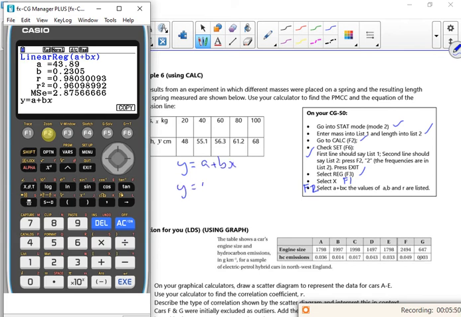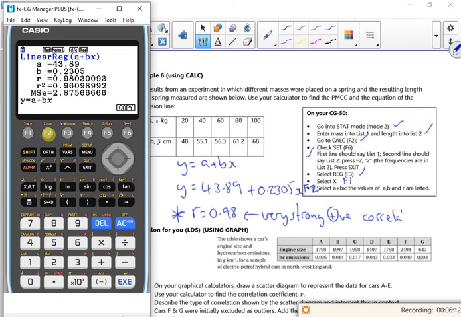So y is 43.89 plus 0.2305x. What's quite nice is it gives us the r value of 0.98, which is a very strong positive correlation. Near perfect, really, isn't it? Near perfect strong correlation. Right, there's a you try there now.